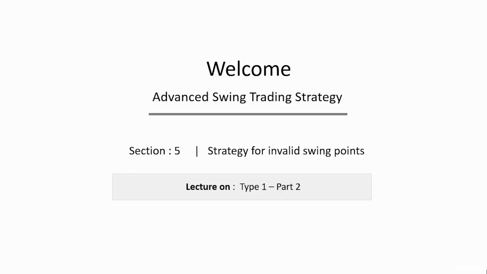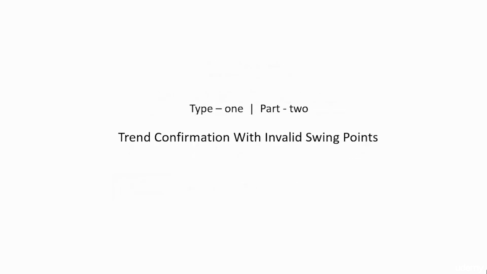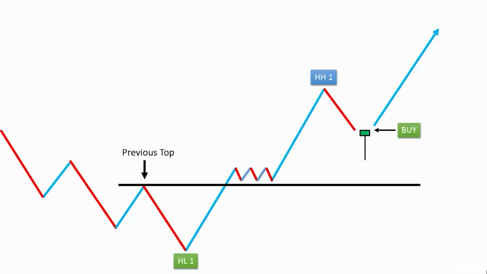This video is part 2 of type 1 in this section. In the previous lecture, I explained how to confirm an uptrend and a downtrend as early as possible whenever an invalid swing point forms at the top in a price action chart. The previous lecture was designed with illustrated examples of the setup, and from this lecture to the next lecture, I will show you the setup with a real chart example.